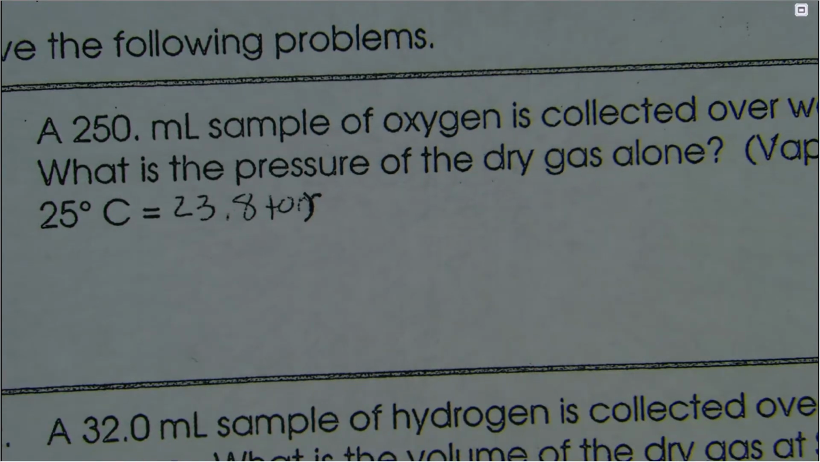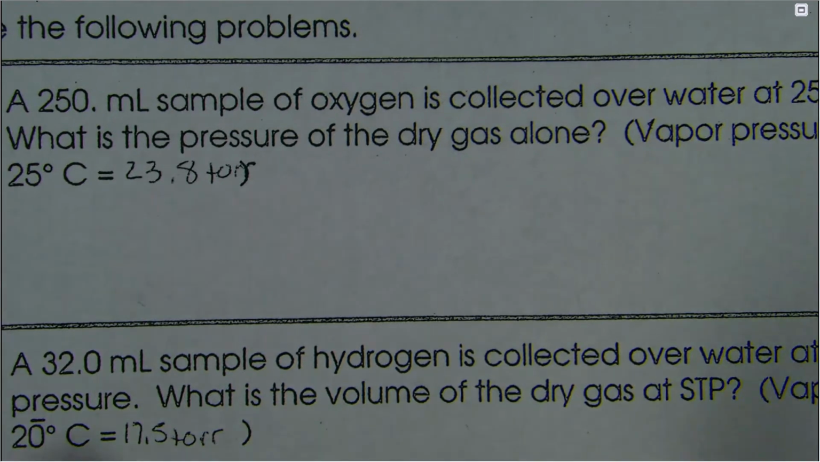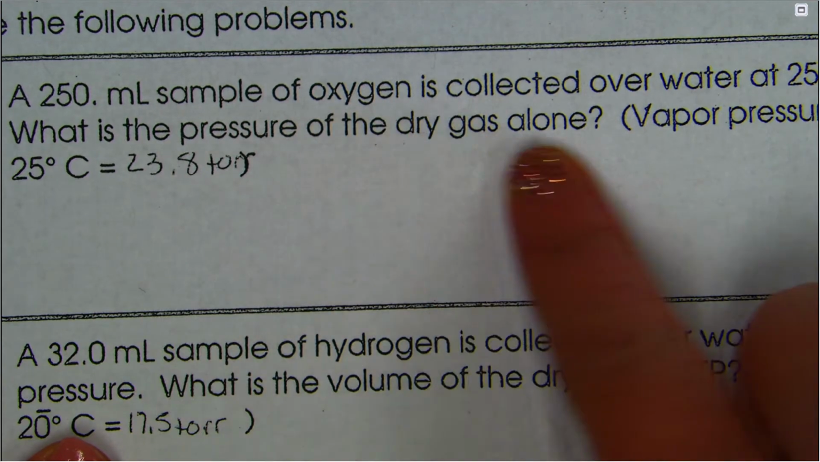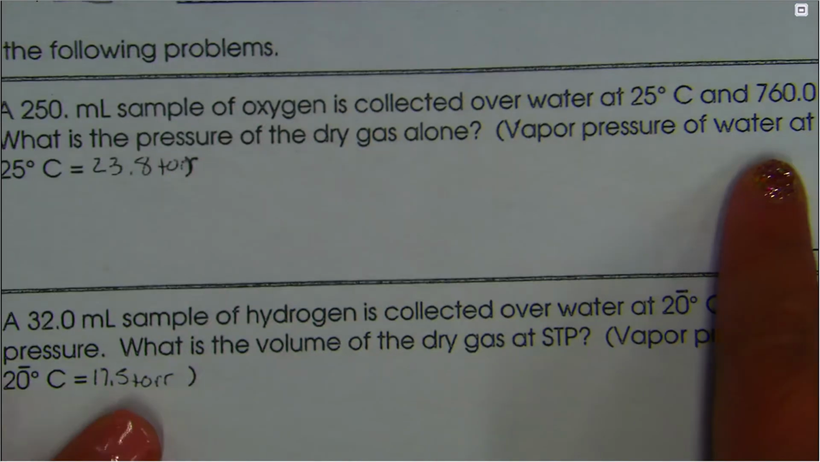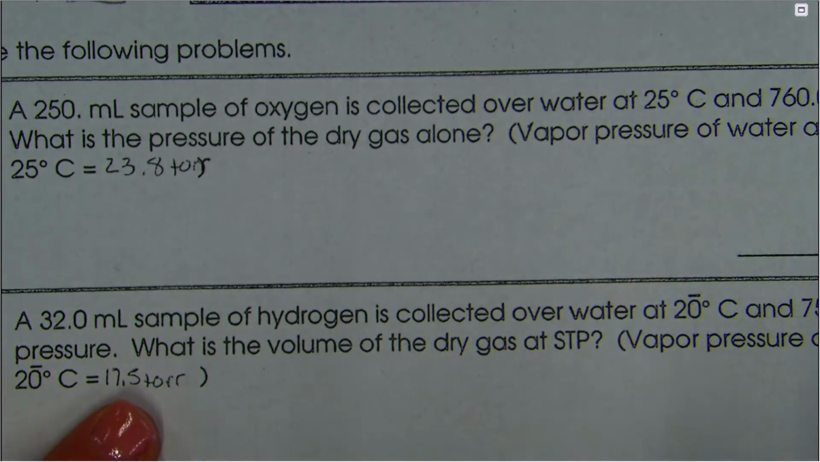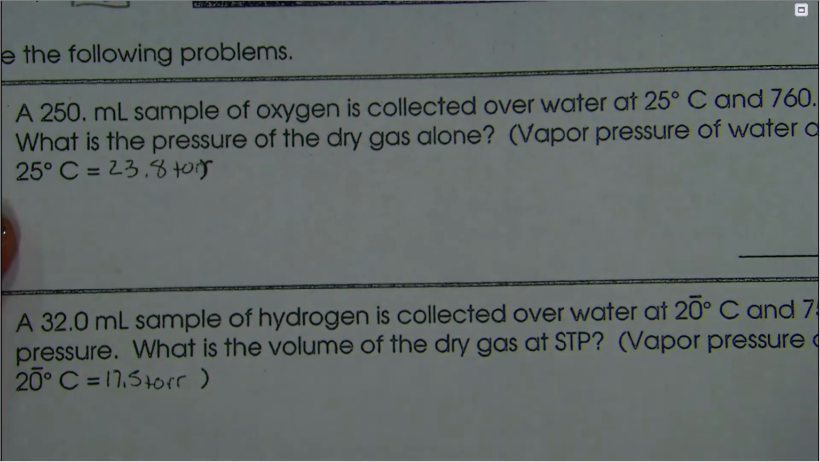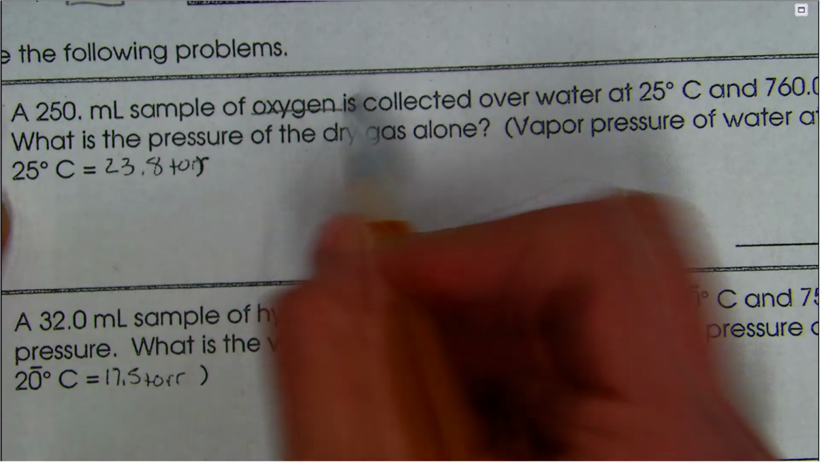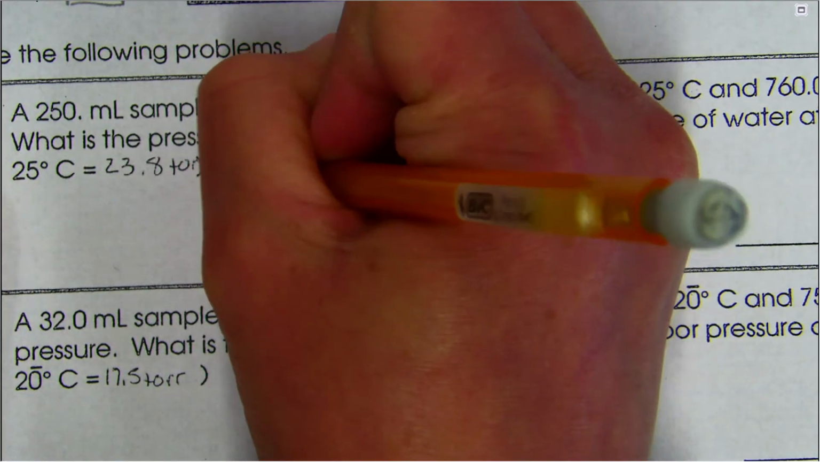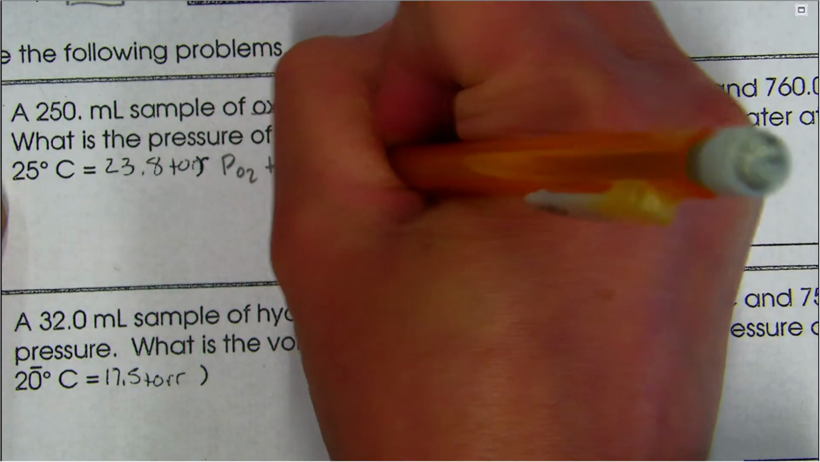Now this is your Dalton's law of partial pressure worksheet, which I put onto the website for you. I have a 250 ml sample of oxygen. It is collected over water at 25 degrees Celsius, 760 torr, and I want to know the pressure of the dry gas. So basically I have two gases here, okay? I have the dry gas and I have the water. The dry gas is the oxygen. So the pressure of the oxygen plus the pressure of the water is going to equal the total pressure.